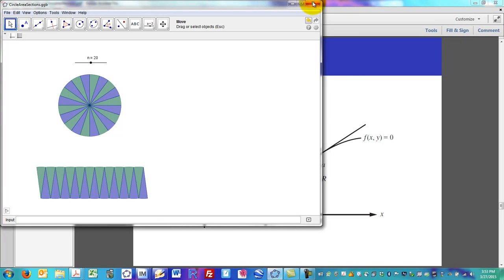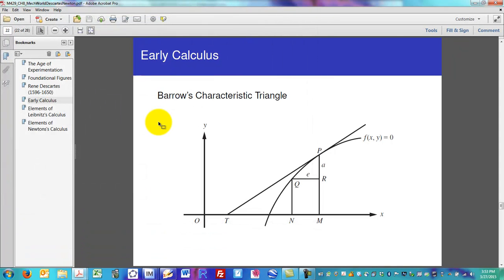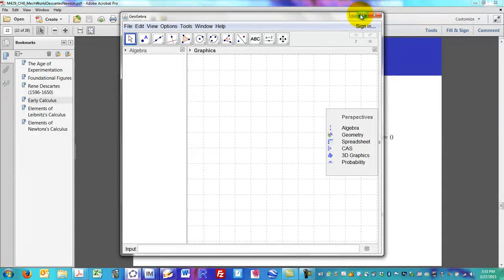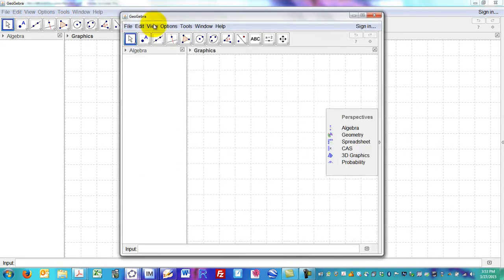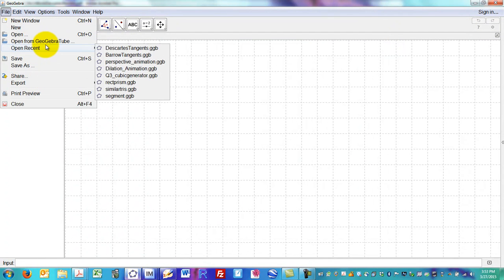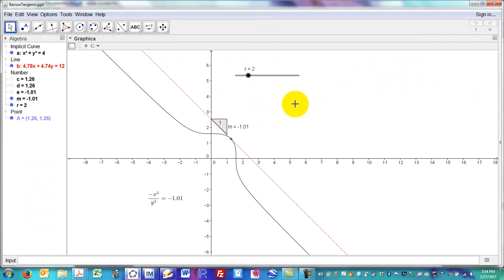If it'll fire up for me, I think it's coming. Perhaps. Well, maybe I need to close this one first. Okay, there it is, finally. Oh, now we're going to open all kinds of versions, aren't we? Let's see. I think I should have it in here as Barrow tangents, and this is actually available to you under the resources for the class.